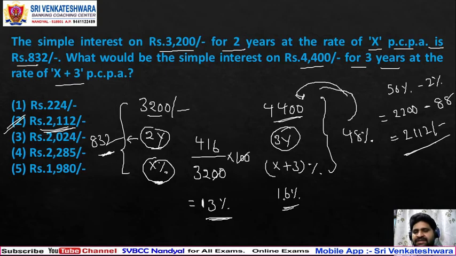So at a rate of X plus 3, that will be 16%. In 3 years, 16 threes, it will produce 48%. 48% if you calculate on 4,400, which gives 2112 simply. Next one.